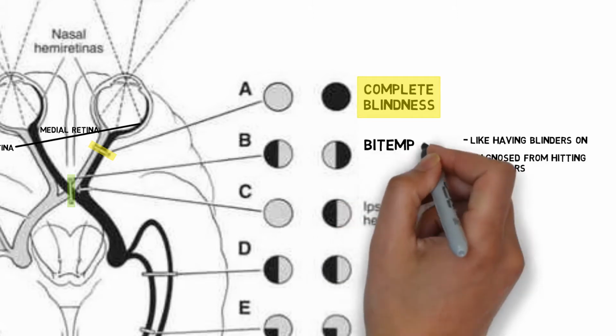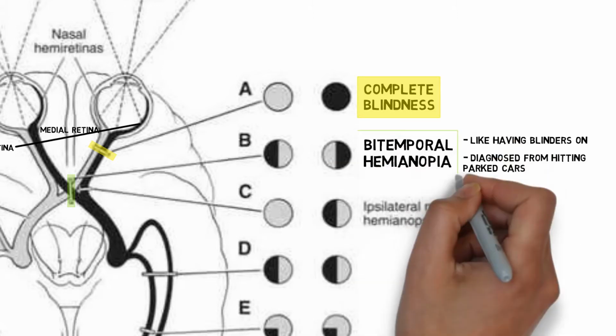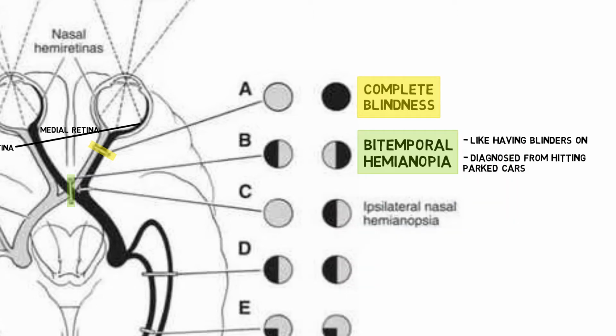This is known as Bitemporal Hemianopia. Bitemporal meaning both lateral fields, hemi meaning half, and anopia meaning blind or no sight.